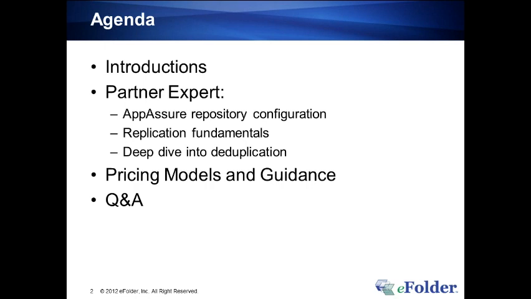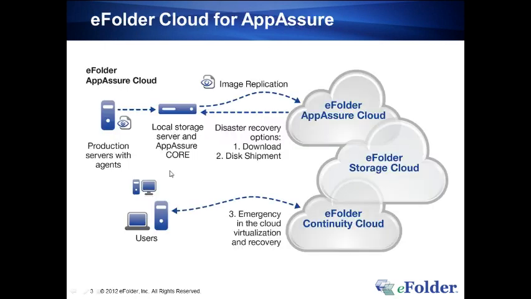After I provide a brief introduction to the eFolder Cloud for AppAssure, Matt will do a deep dive discussion on several key technologies in AppAssure version 5. The highlight of the conversation is the deduplication capability. Matt will explore how this technology can dramatically reduce local and cloud storage utilization for MSPs using AppAssure and eFolder together. I will round out the conversation by discussing some of the common ways eFolder partners price and package backup and disaster recovery services and how you can benefit from deduplication.